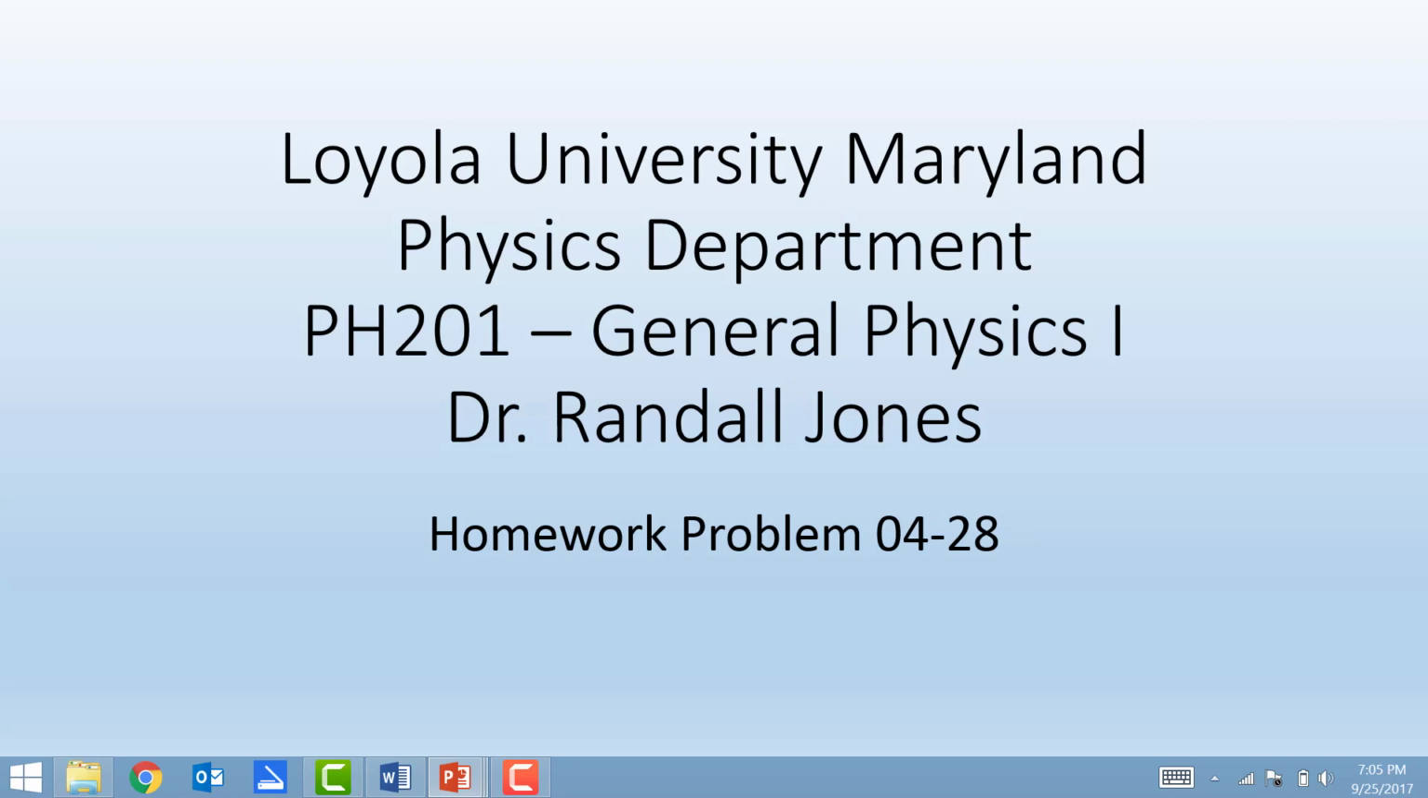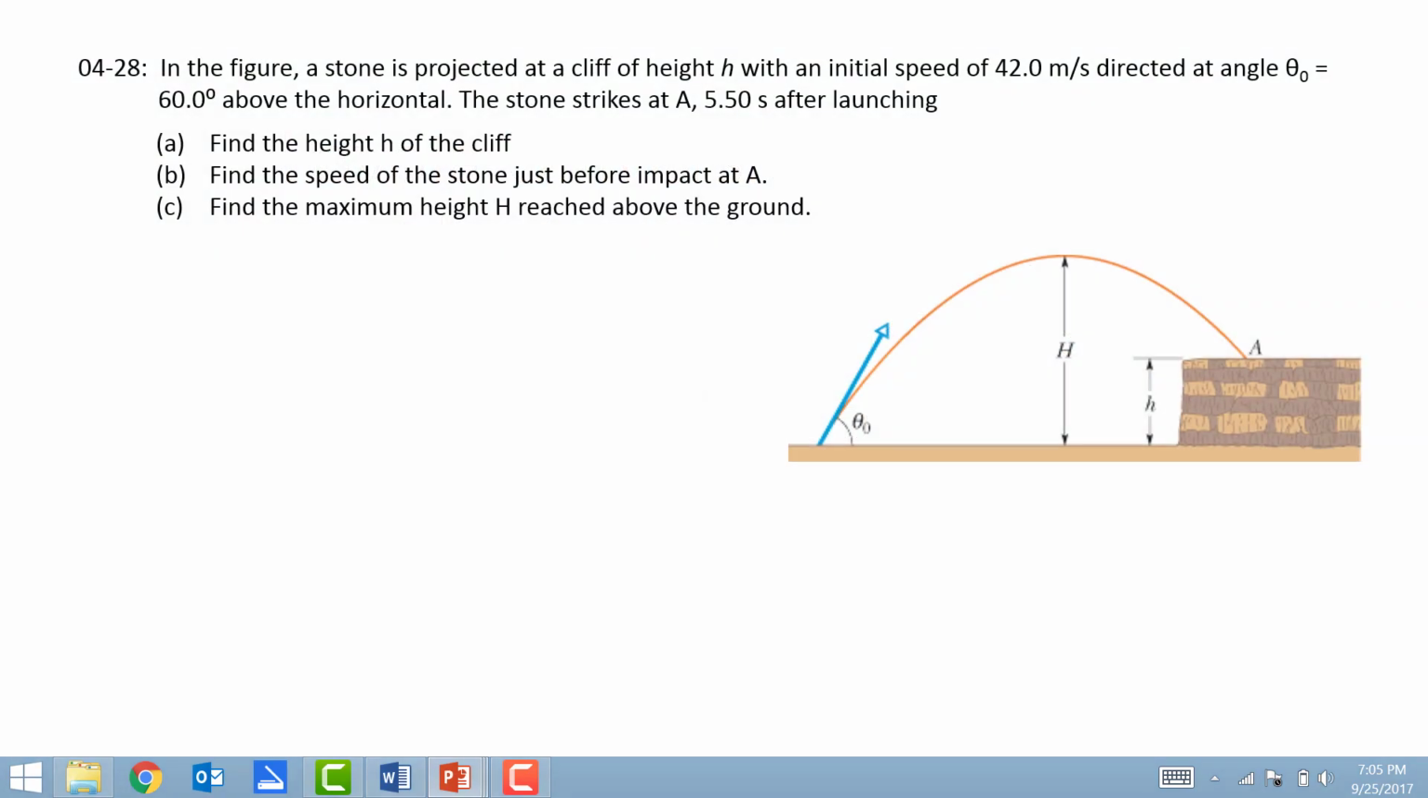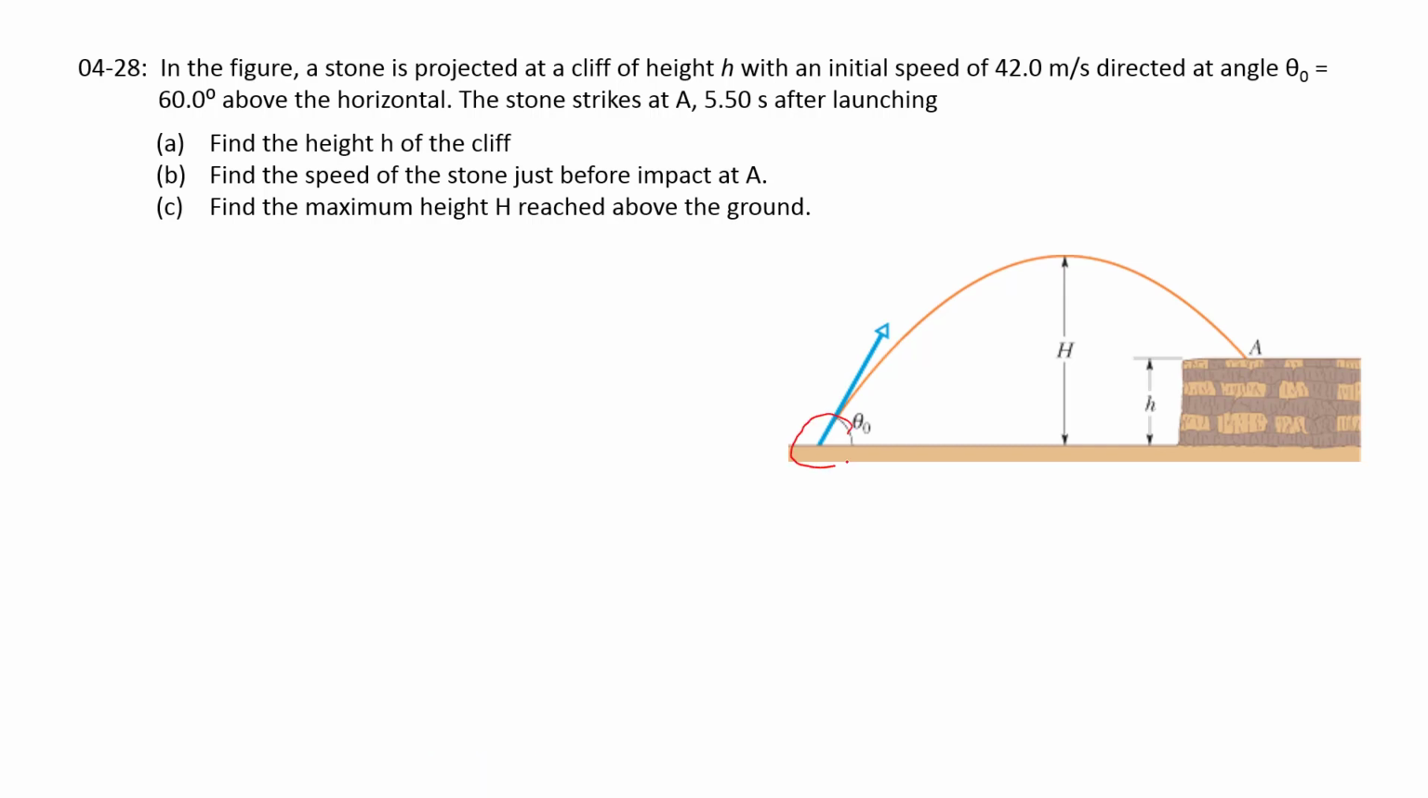This is the solution to problem 428 of Halliday, Resnick, and Walker. So let's go look at the problem. We've got a projectile, a stone in this case, given an initial velocity up, travels upward in this arc, and comes down, hits the top of the building, or the cliff, I guess, actually.